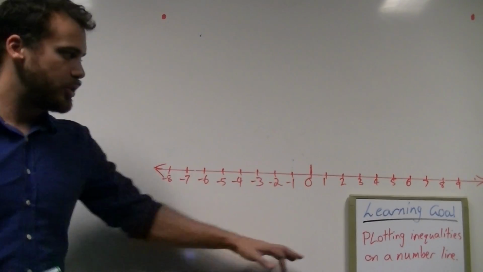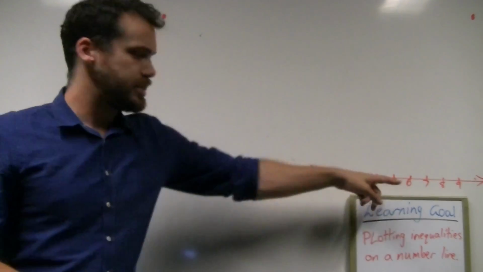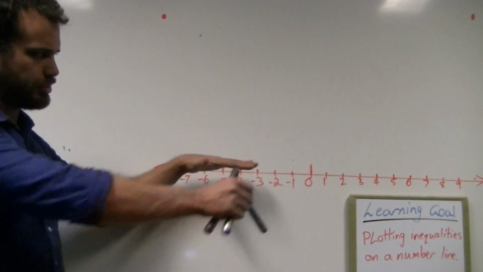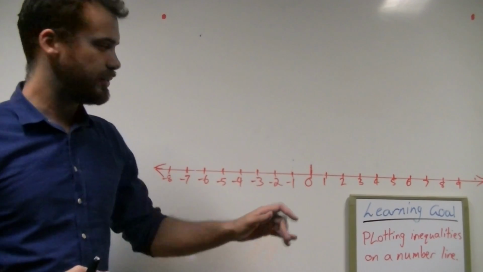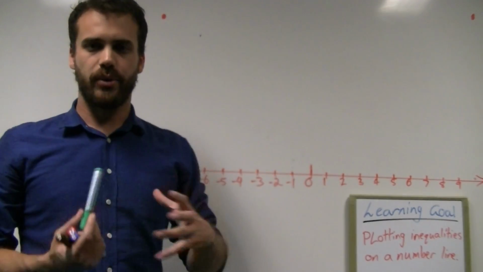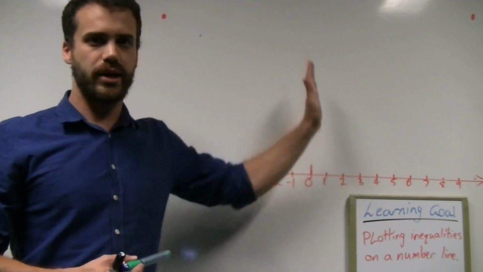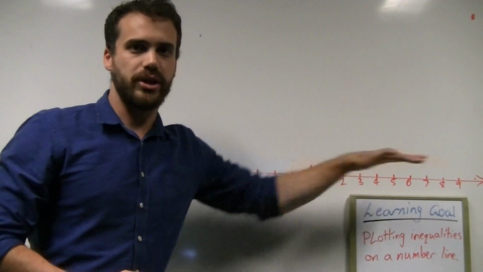Okay, so in this video we're going to be plotting inequalities on a number line. Here's our number line, pretty straightforward. It should be straight, but I've drawn it a bit skew. 0 to 9, 0 to -9. You'll draw your number line however you need to. Note this isn't a Cartesian plane, it's not an x-axis and a y-axis, it's just a number line.